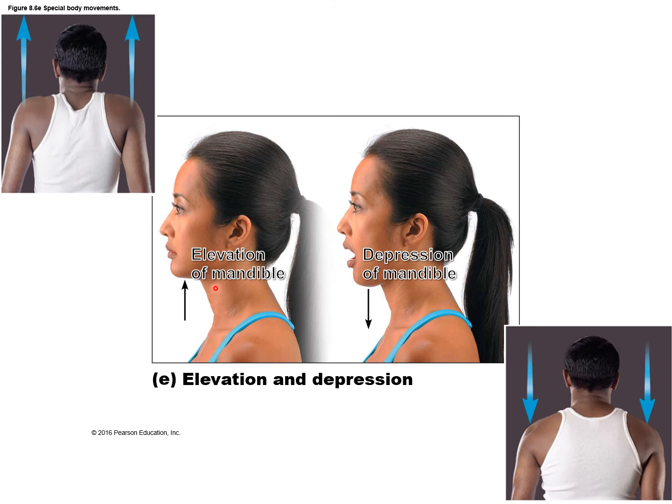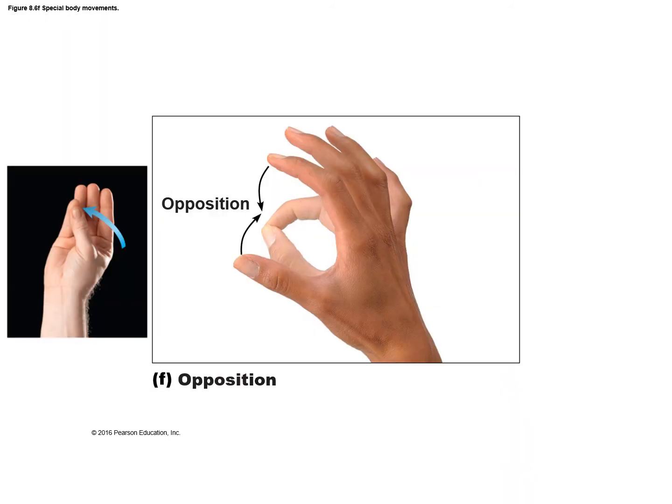Pictures again. Elevation of the mandible is when the mouth is closed. Depression of the mandible, the mouth is open. Shoulders are shrugged up here, that's elevation. Dropping them back down is depression. Opposition is with the thumb. We're able to take our thumb and touch the tip of every single digit. Opposition.